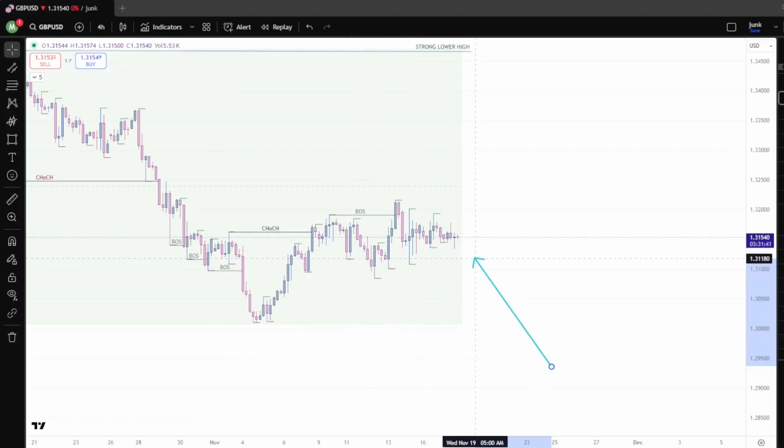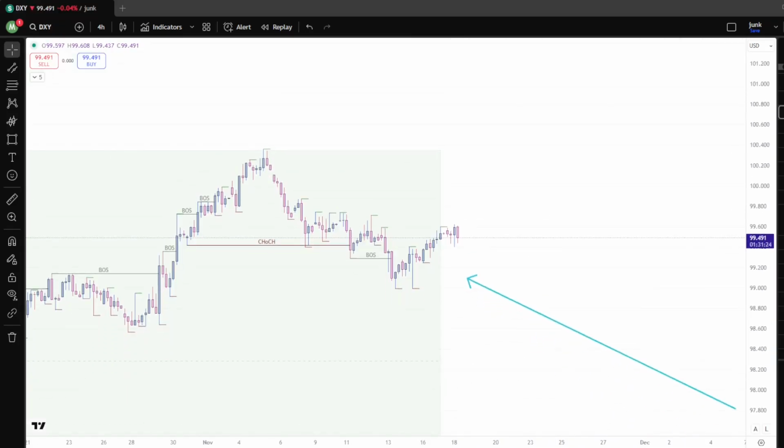Waiting to see if any type of momentum can push prices under these lows or above these highs. Like I said, if it does go above these highs, I'm looking for any type of sell opportunity in premium in order to push prices back down and target the lows of this overall range. And we'll briefly take a look at DXY.